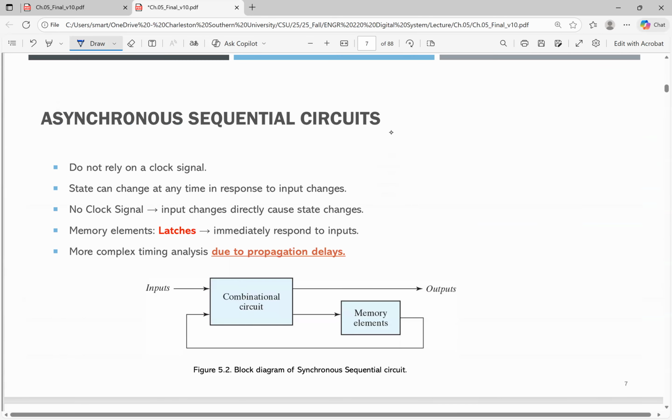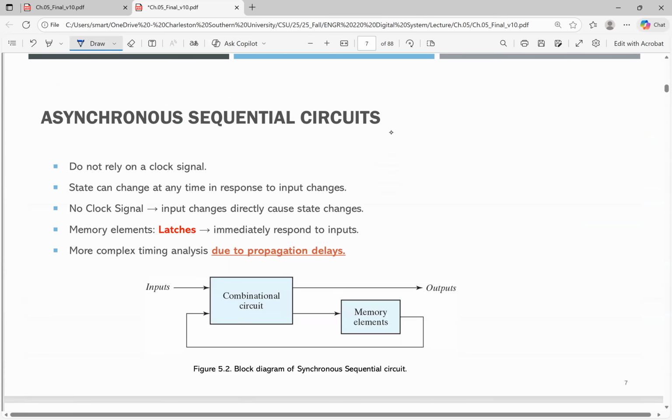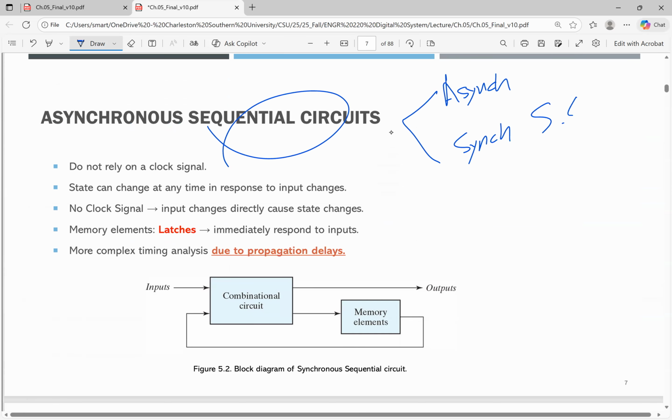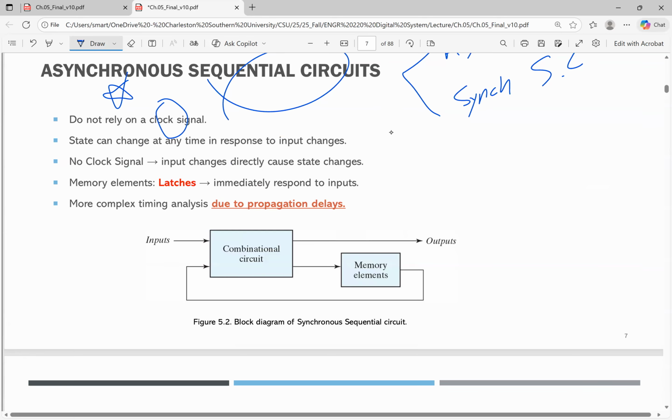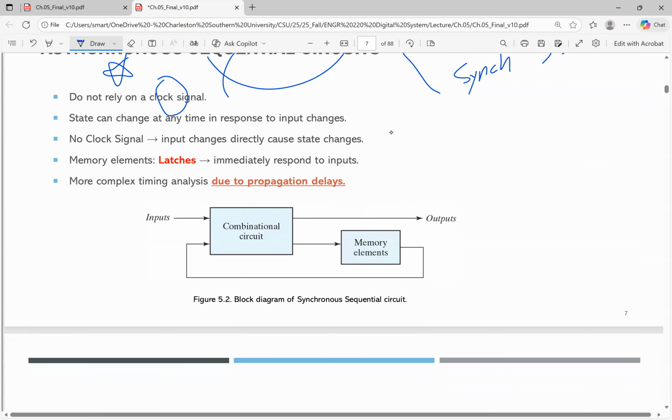The sequential circuit has two types, as I said before: one is asynchronous, the other one is synchronous. Asynchronous sequential circuits do not rely on the clock signal. It's very important. The state can change at any time in response to an input change. There is no clock signal, so the input can change anytime and directly cause a state change.